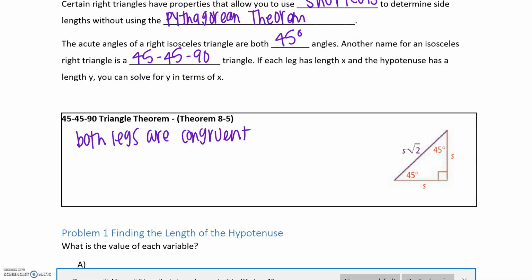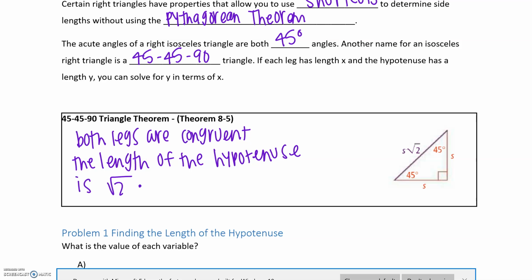So what I mean to say is that if we have a 45-45-90 triangle, both of our legs are congruent. Okay, and the length of the hypotenuse, which is just that side that is opposite of that 90-degree angle, is the square root of 2 times the length of a leg. So if our leg is S, so we've got S right here and S right here, then our hypotenuse is just going to be S times the square root of 2.